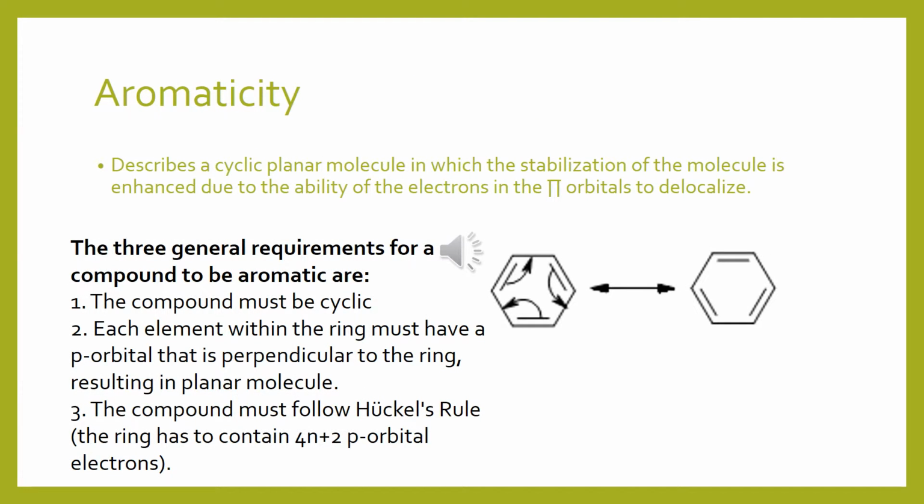Aromaticity describes a cyclic planar molecule in which the stabilization of the molecule is enhanced due to the ability of the electrons in the pi orbitals to delocalize. There are three general requirements for a compound to be aromatic. The compound must be cyclic. Each element within the ring must have a p orbital that is perpendicular to the ring, hence the molecule is planar. And the compound must follow Huckel's rule.